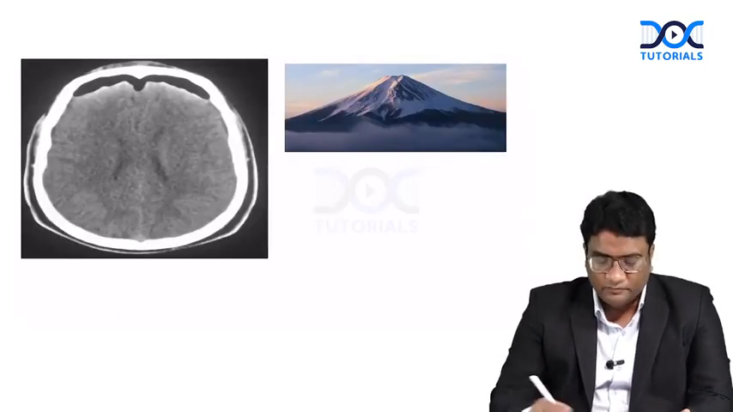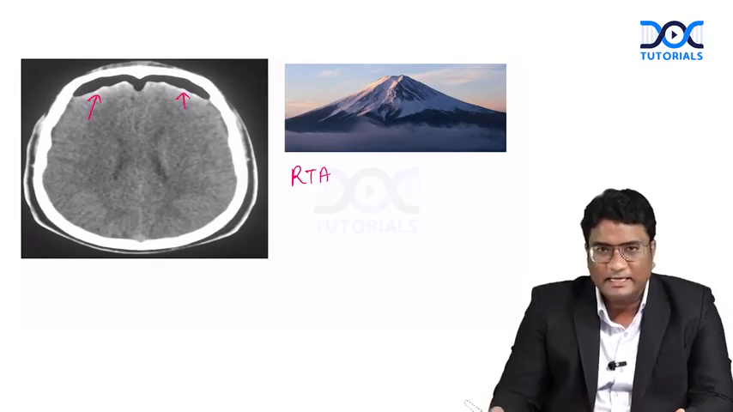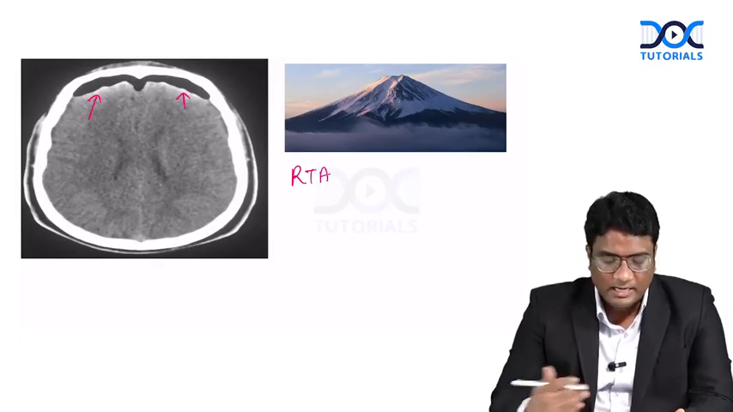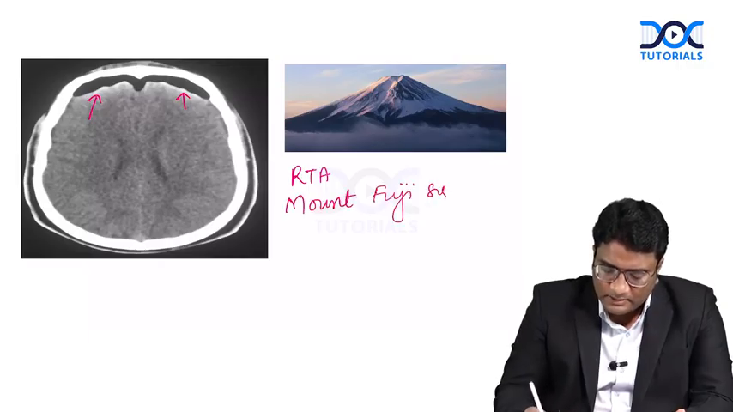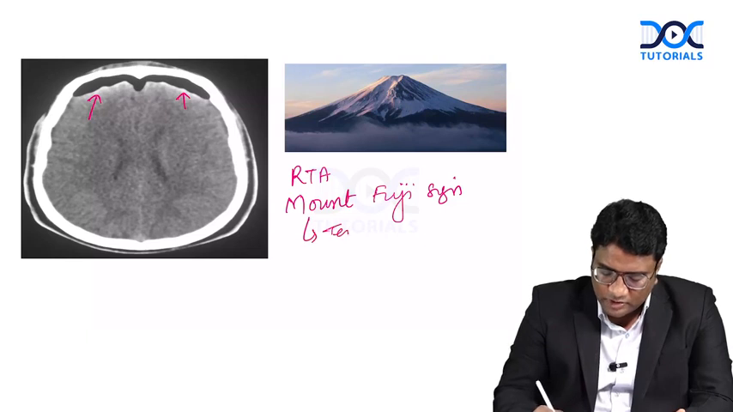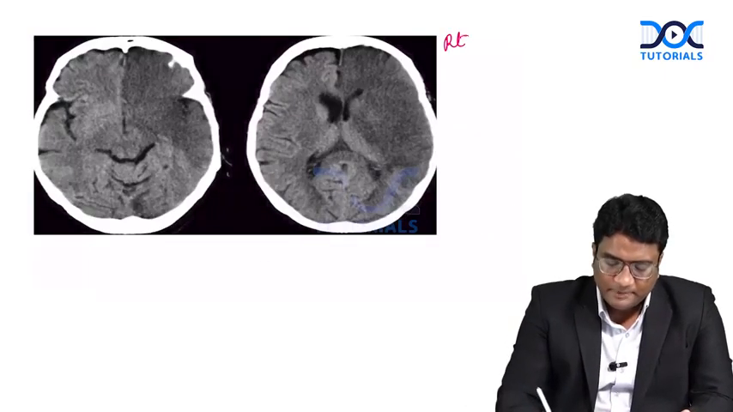Now look at this case of trauma, and you are seeing this hypodense area anterior to the frontal lobe appearing like a mountain. This is called the Mount Fuji sign. And this is suggestive of tension pneumocephalus. Right? And look at this case of right side hemiplegia.